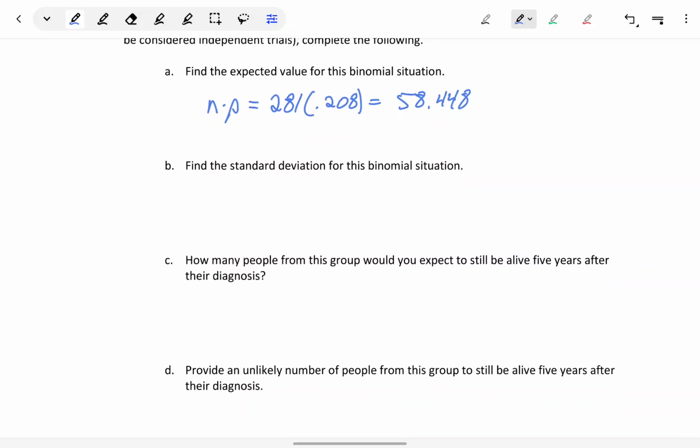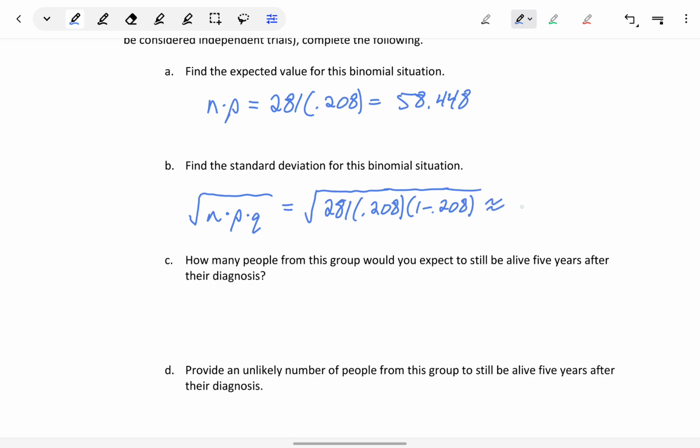Then we can calculate the standard deviation for this experiment, which would be the square root of n times p times q. So that would be the square root of 281 times 0.208 times 1 minus 0.208, which will be approximately 6.8037.